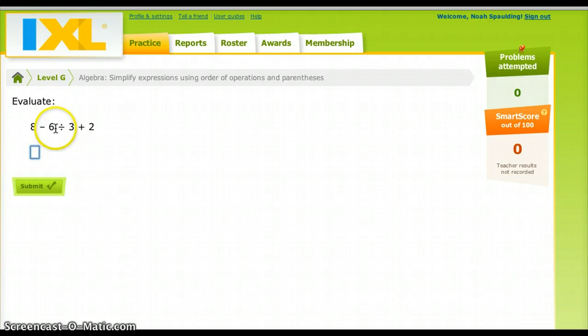Okay, so you can say 6 divided by 3 is 2, so that would be 8 minus 2 plus 2. 8 minus 2 is 6. 6 plus 2 is 8. So the answer here is 8.